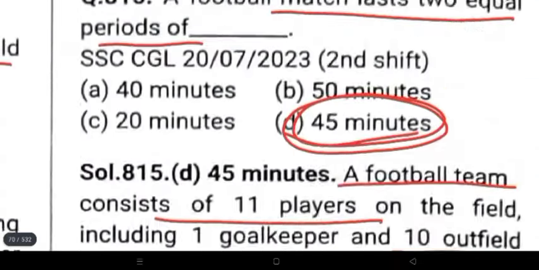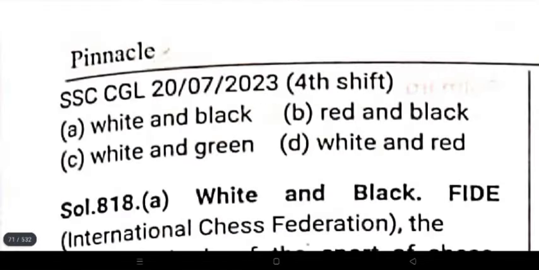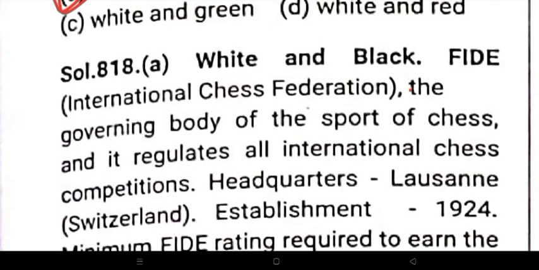Next is the color of the squares used in a chessboard. The color of the squares used in a chessboard is white and black.